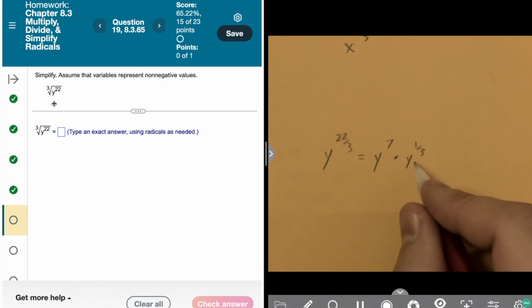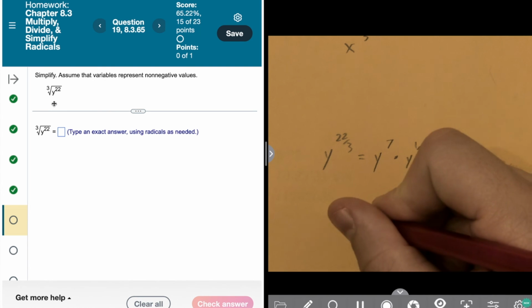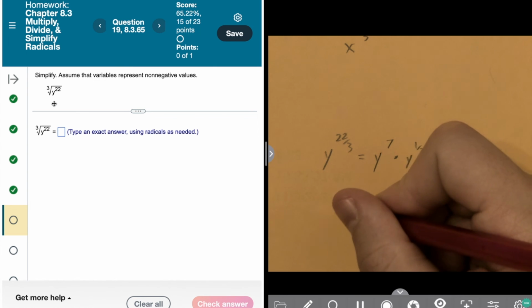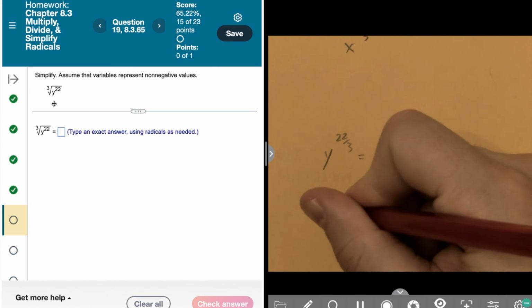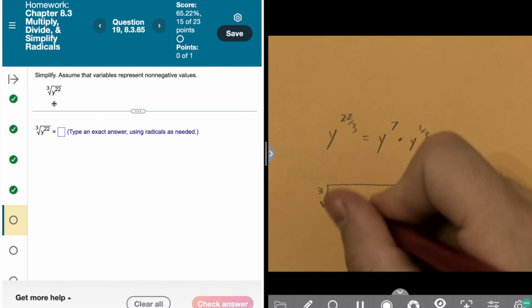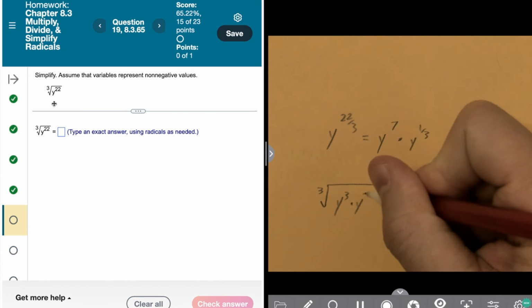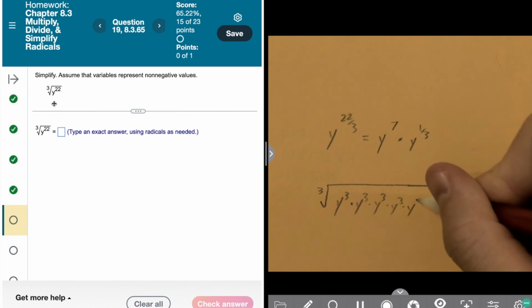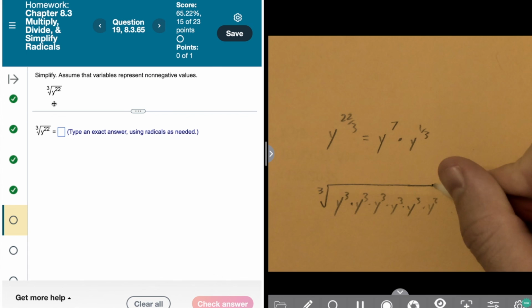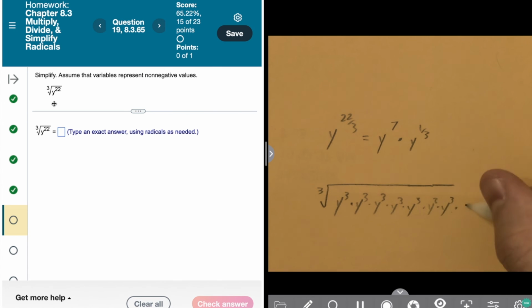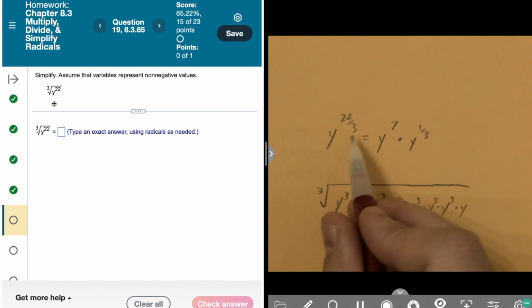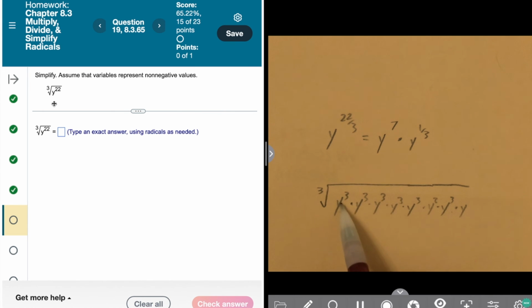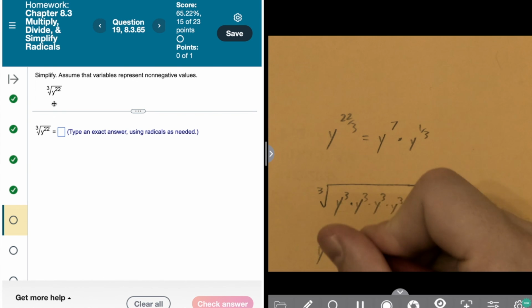Now another way of writing this out, and this is kind of complex, is you could say I'm really taking the cube root of, and let me see how many perfect cubes I have. There's a y cubed, a y cubed, a y cubed, a y cubed, a y cubed, a y cubed, a y cubed, and then one y left over. So there are 7 perfect cubes, or how many times does 3 go into 22? So 1, 2, 3, 4, 5, 6, 7 of these get pulled out as an exponent.